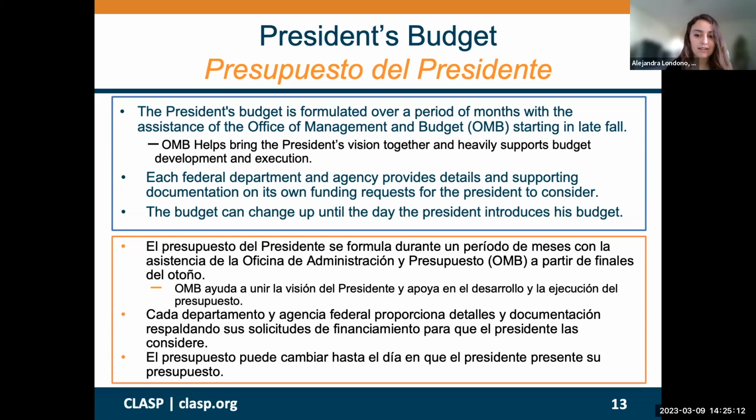To create the budget, each federal department and agency provides details and supporting documentation on its own funding requests for the president to consider. For example, the U.S. Department of Education can request funding for a particular program relating to parent engagement, or the Department of Health and Human Services can ask for more funding for the Child Care and Development Block Grant. The budget can change up until the day the president introduces his budget.